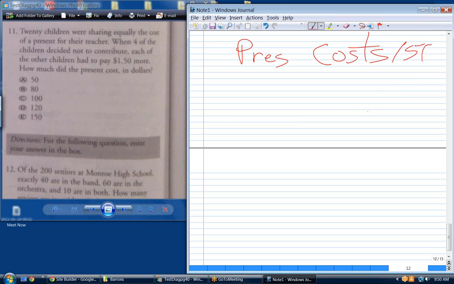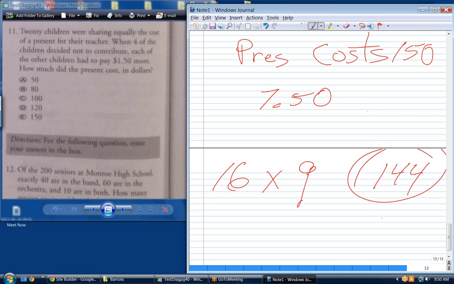Okay, if we pick 150, divide that by 20, each kid has to put up $7.50. So now we have 16 times 9, which is 144. Makes you think you need a bigger number. Right. In reality, you need a smaller number. Okay. So sometimes it goes opposite when you come up with your answer from the way you think. But once you're shown that, now you know.